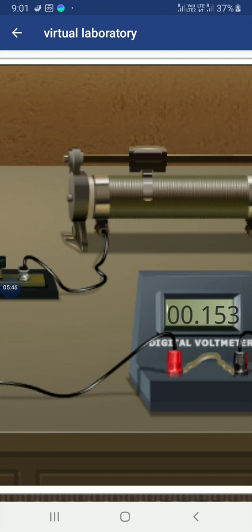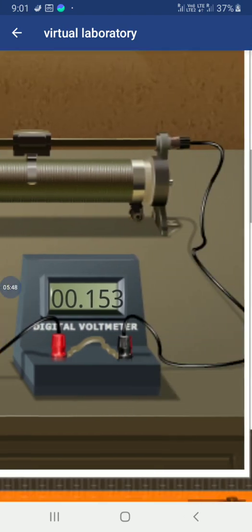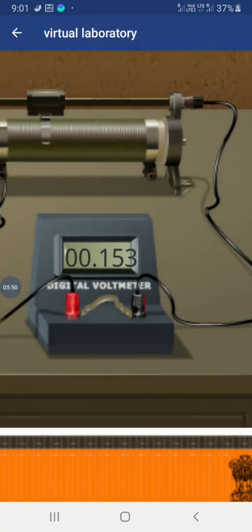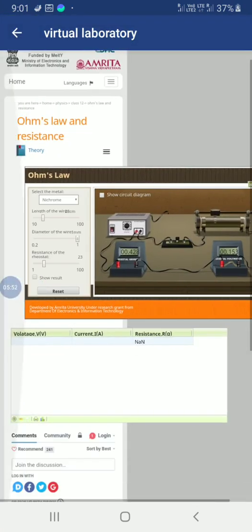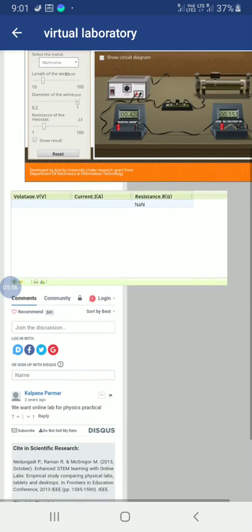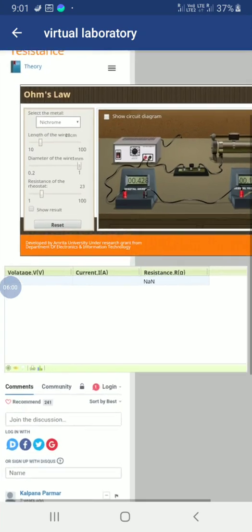This means a sliding wire you can move, and the voltmeter is also connected. Okay, now how to do this experiment? Here you can see the voltmeter, voltage, current and resistance. How to do the experiment?